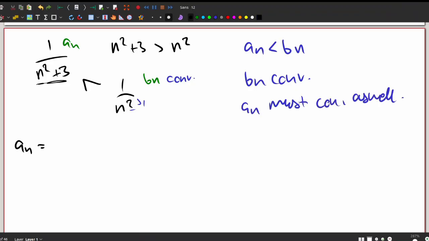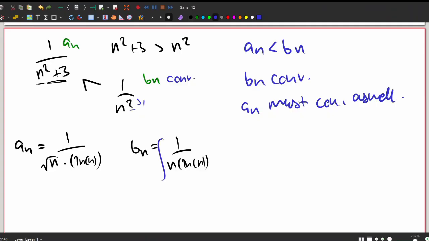Here's another example. Let's suppose our sequence is 1 over n square root times the natural log of n. We can directly compare this to a similar series where you say b of n is equal to 1 over n natural log of n. Now, if we wanted to find the convergence or divergence of this series, we can simply integrate it, and this becomes natural log of n. Now, as n approaches infinity, this series also approaches infinity, although much slower. So therefore, this one diverges by the integral test.